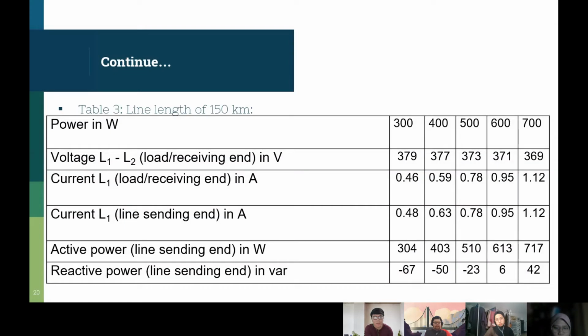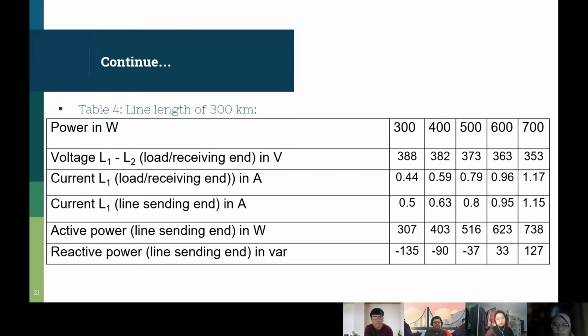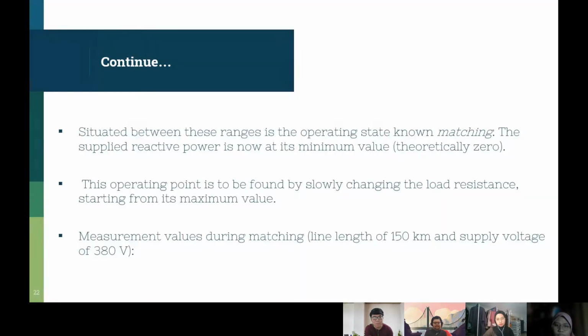These are for the line length of 150 km, recorded in the table. Table number 4 is the line length of 300 km and the recorded values of power.